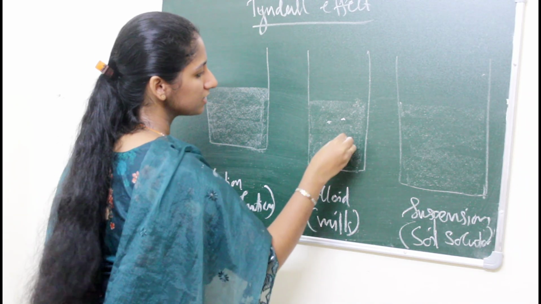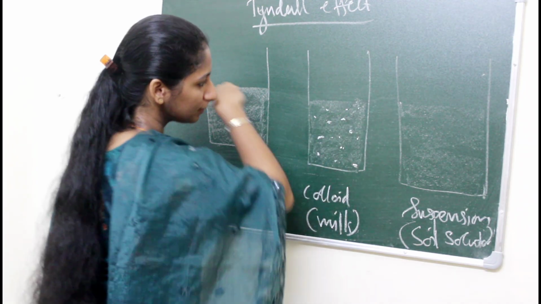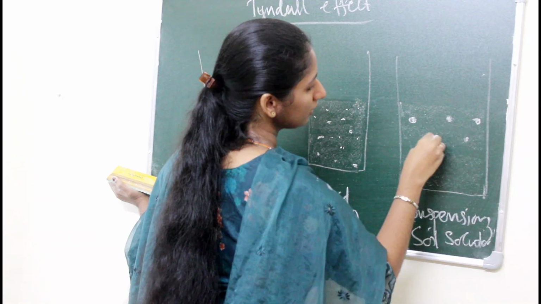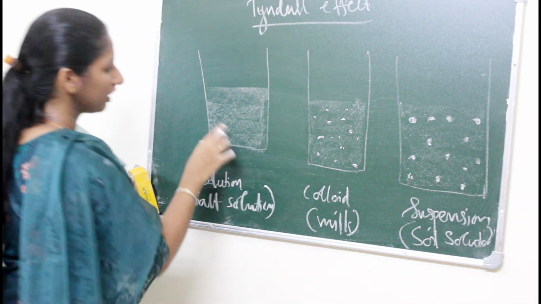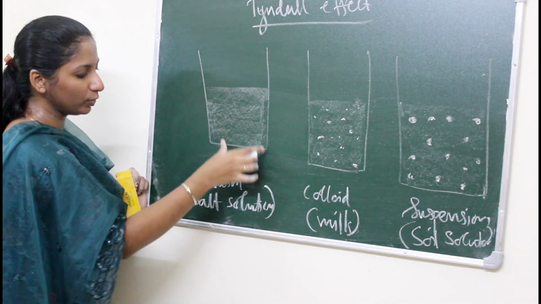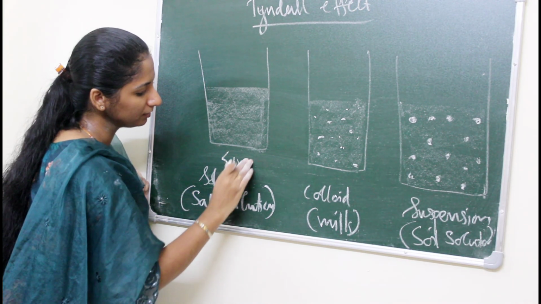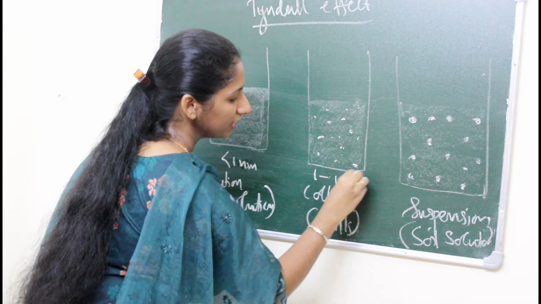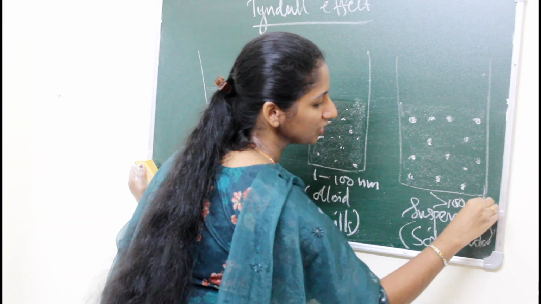So here the particle size is small. Here the particle size is larger. And we can't distinguish the solute particle within the solution. That means particle size is less than 1 nanometer. Here particle size is in between 1 and 100 nanometer. Here particle size is greater than 100 nanometer.